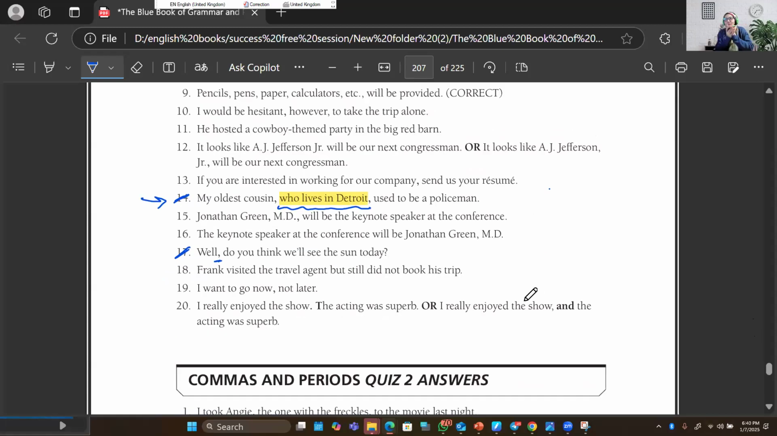That's perfect. Okay. Regarding 14, "my oldest cousin who lives in a place," in that place, this part can be deleted without changing the meaning of the sentence. That's why I use a comma before and after, because it's additional information that can be omitted without any change. And number 17, after "well," after "okay," after "oh no," these words, I use a comma, because I can't consider them as a full sentence. They are called interjections, by the way, and after interjections, I use a comma. "Okay, do you think we'll see the sun today?" And that's it.